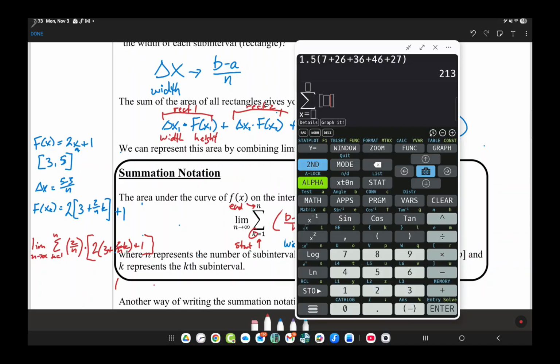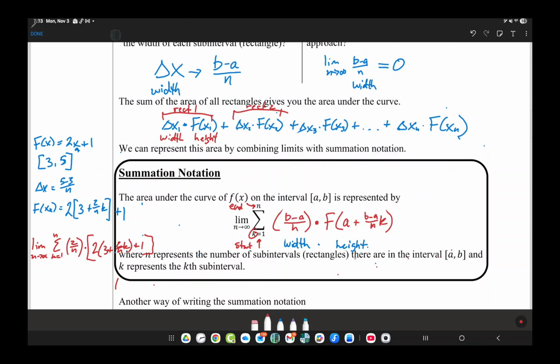The difference here is if you know what the n value is, you would have to plug in your values for n. So say if we had just 5 subintervals, n was 5 rectangles, I would plug in 5 for every n. Again, you don't have to do that.